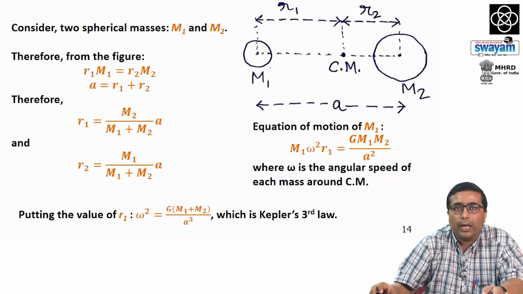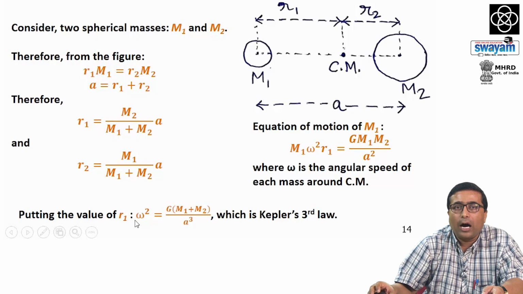Therefore, the equation of motion of the mass m1 can be written like this, by equating the centrifugal force to the gravitational force: m1 omega square r1 equal to G m1 m2 divided by a square, where omega is the angular speed or angular frequency of each mass around the center of mass.